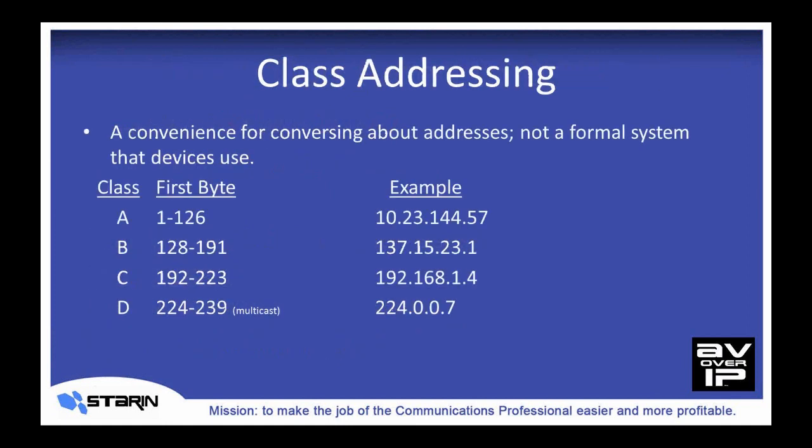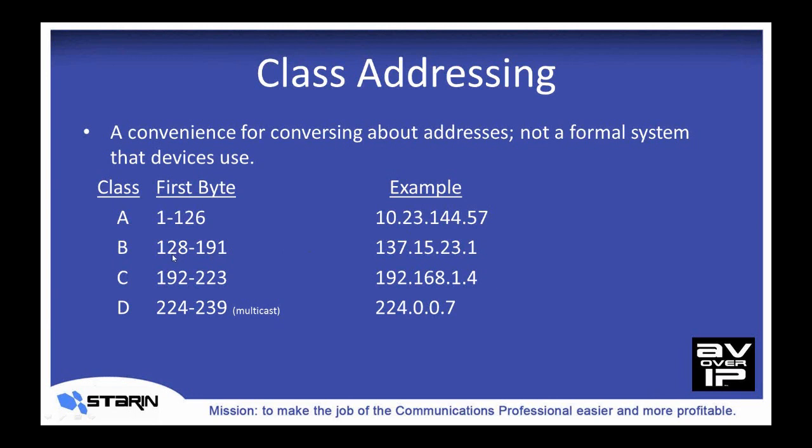So let's talk about IP addresses. You'll hear technicians and engineers talk about the class of an address. They'll say, well, we use the Class B address, or we use the Class A address. Class A, B, and C addresses are nothing more than a convenient way to talk about the addresses. It's not a system that's actually used within devices. But for convenience's sake, we can say that an address is a Class A address if the first byte in the address, in this case this byte here, is between 1 and 126. This is 10. That falls in that range. So this is considered a Class A address.